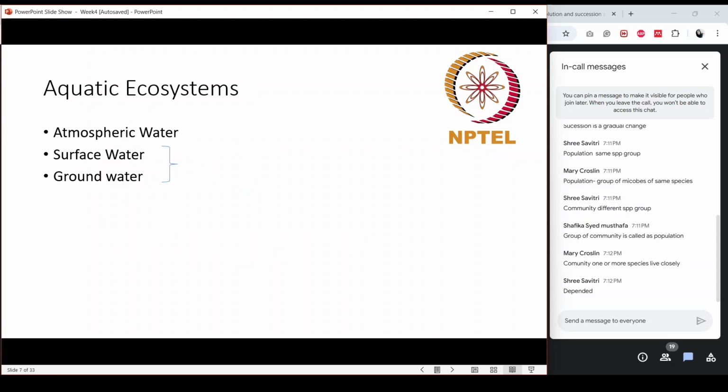We also studied about aquatic ecosystem. So there is atmospheric water, which is present like in the form of condensation when we sweat or something. Second is surface water and the groundwater. So for public health, surface and groundwater health is important.